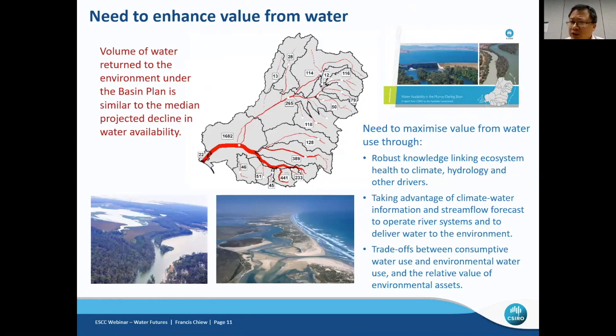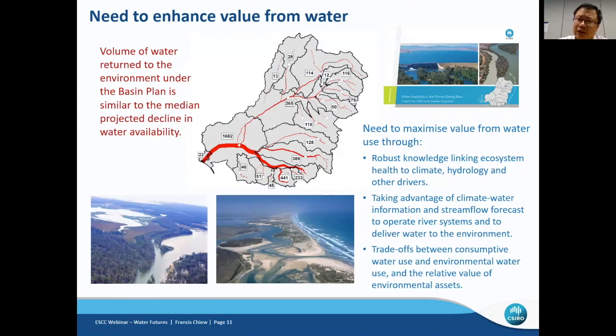alone. So we need to find better ways, we need to do better at maximizing value from water used. Some of the things that are heavily in the operational and application space, as well as the research space, are indicated by the dot points on the right. So trying to establish a more robust knowledge linking ecosystem health to climate, hydrology and other drivers, to inform how we can provide water for the environment.